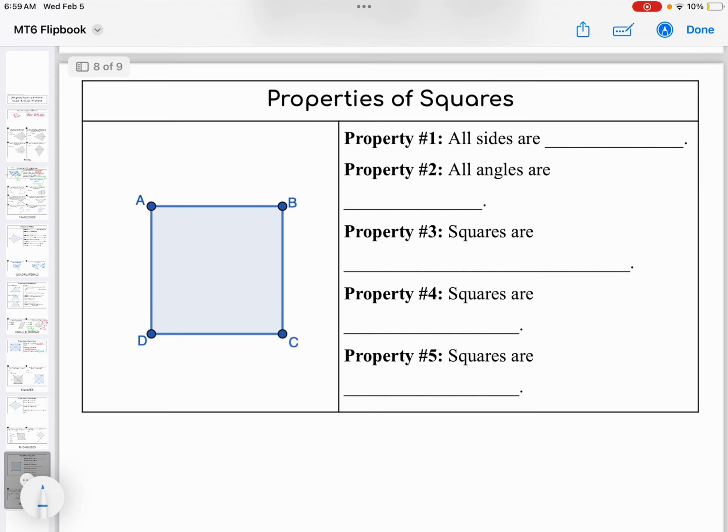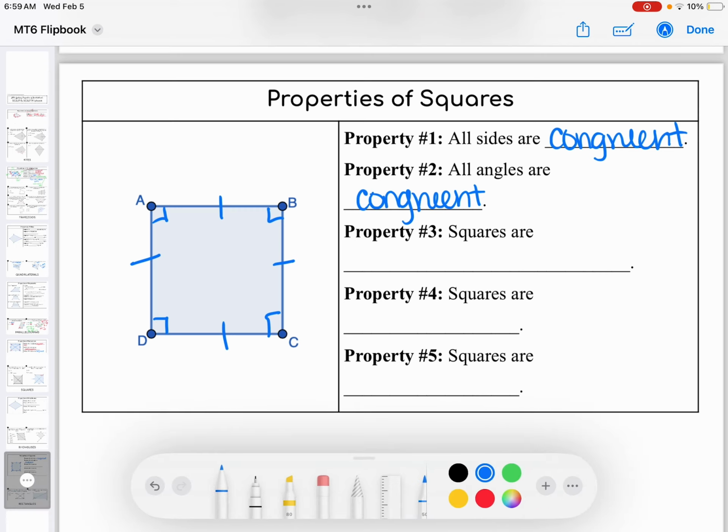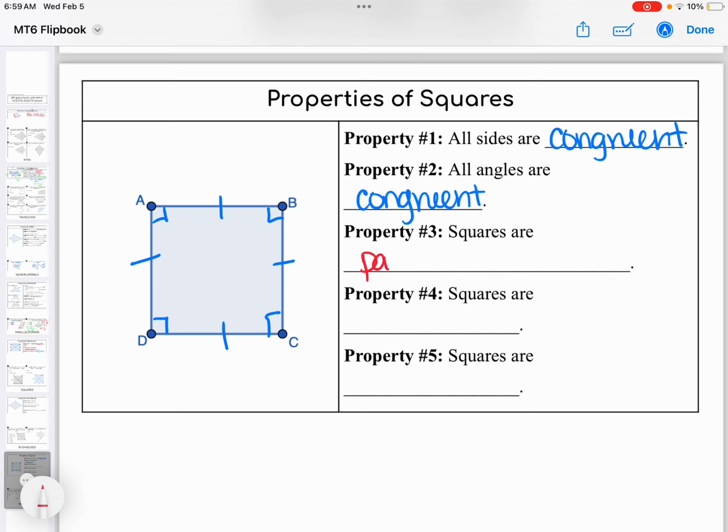So properties of a square, you guys probably already know a lot of these, but you know that all the sides are going to be congruent. All 4 sides are congruent in a square. All the angles are going to be 90 degrees, so they are all going to be congruent. Squares are also a type of parallelogram. So just like before, they are going to follow all of those properties of parallelograms: the opposite sides being congruent, opposite angles being congruent, adjacent angles being supplementary, etc.